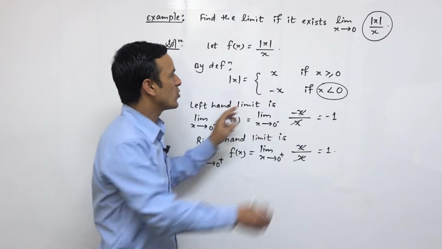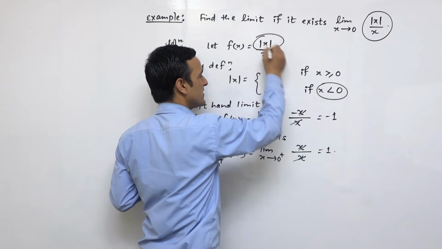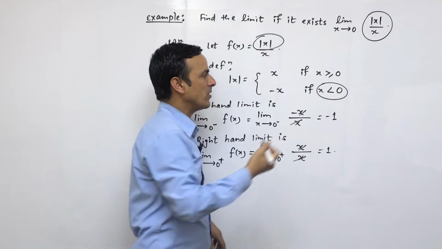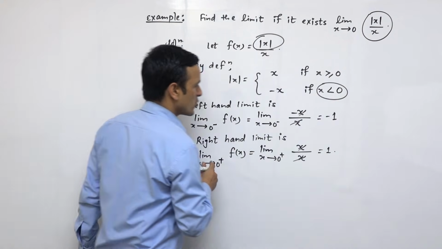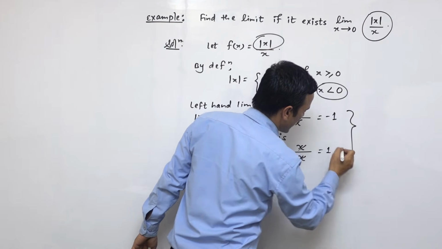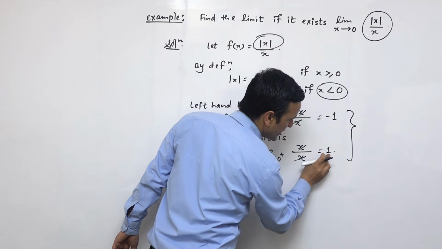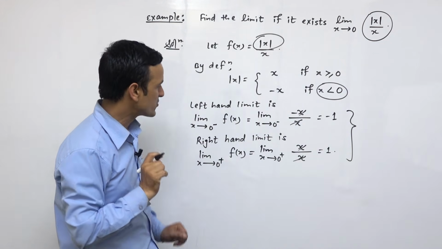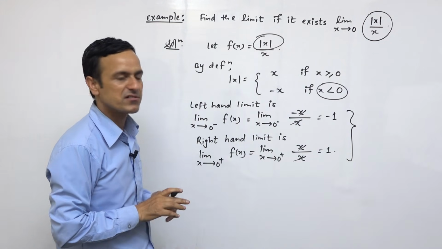So we can replace this modulus turn by turn according to the criteria, either left hand side or right hand side. Compare these two values: here is -1, here is 1. So the two values are different, they are not equal. That's why the limit does not exist.